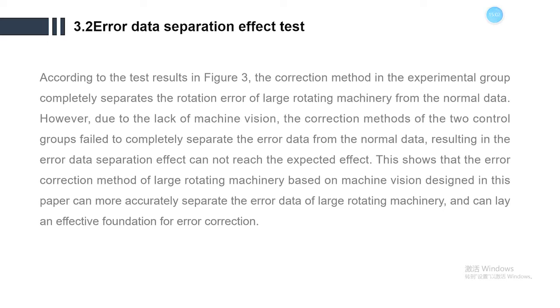This shows that the error correction method of large rotating machinery based on machine vision designed in the paper can correctly separate the error data of large rotating machinery and can lay an effective foundation for error correction.